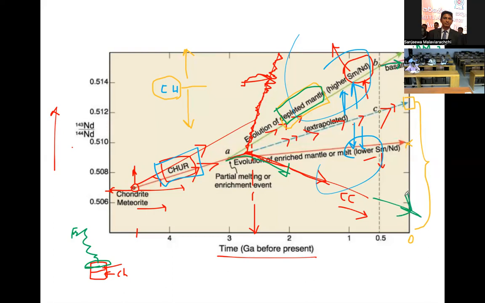Those are very low neodymium values, present day neodymium values. We are talking about the present day, right? So this is how the isotopic compositions evolve with time. Do you have any question?